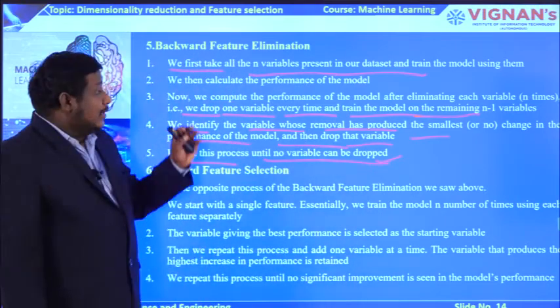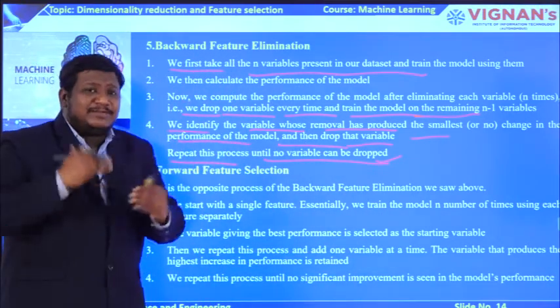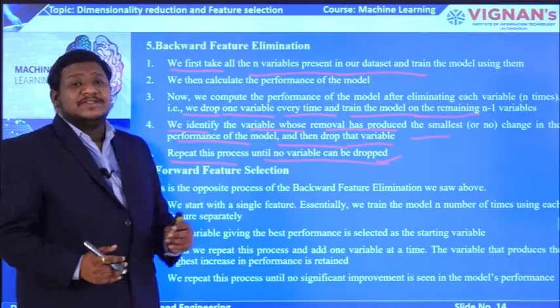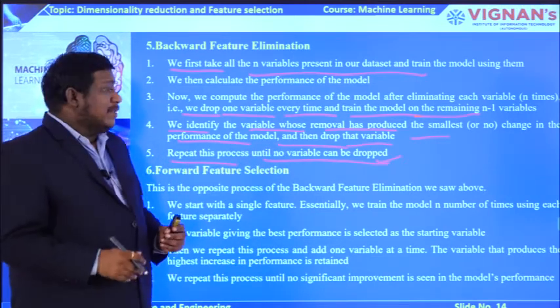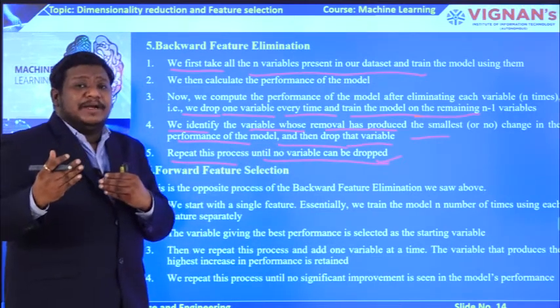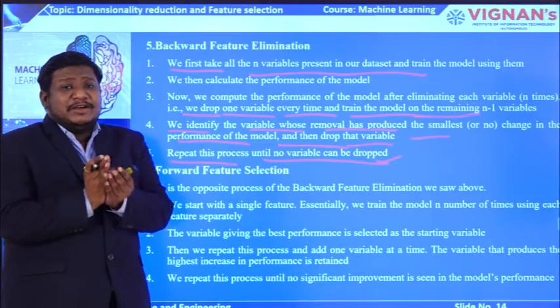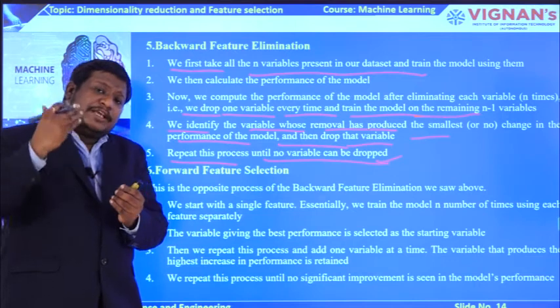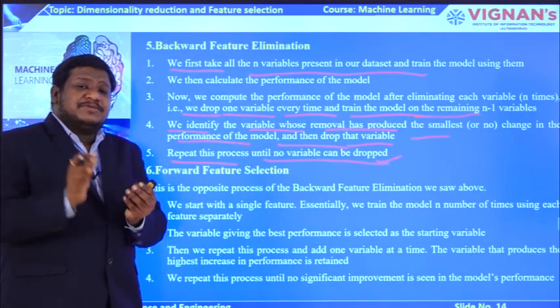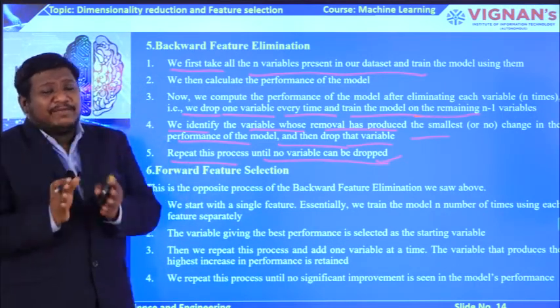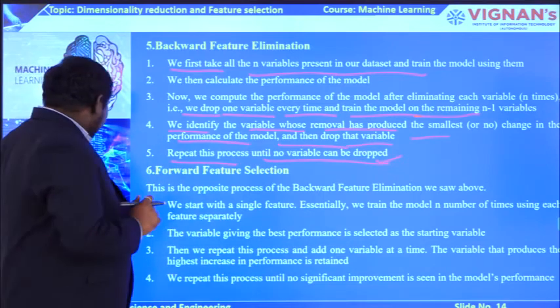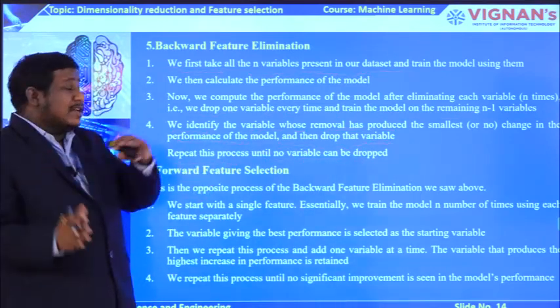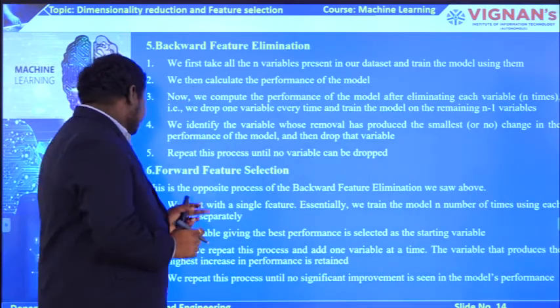That means we continue the same step until no variable can be dropped. That is, we eliminate any element in the entire data set that does not make any impact on the performance of the model. So, we remove all those elements which do not have any impact on the performance of the model. Similarly, forward feature selection is the reverse of this backward elimination.